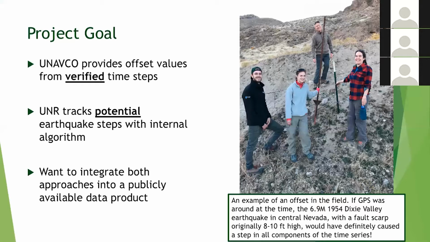Second, UNAVCO provides public data products for all their offset magnitudes, how much it changes or it jumps on a time series, whereas UNR keeps that data internal. So we want to bring that out into the open and provide it to everyone. Now this image here is just an example of what an offset looks like on the surface. Because we're geoscientists, and there is an effect of these things that you can see. So don't forget that when I'm showing you all of these graphs and programs.